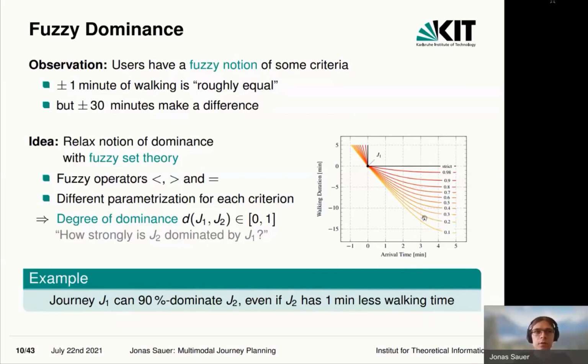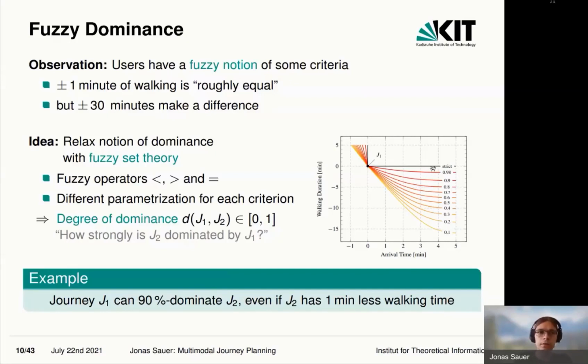And what fuzzy domination does for us is it widens the region that is dominated. So this line over here is all the journeys that are 98% dominated. So we have some solutions down here which are a little bit better according to walking duration, but worse according to arrival time. And we say, okay, they're not entirely dominated because they are better in one criterion, but the difference is small. So overall, we say it's dominated to a very large degree.